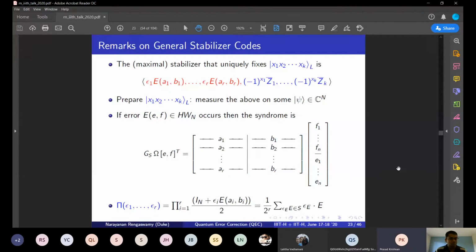So quick question. When you say you want to prepare that particular logical state, you take an arbitrary n-qubit state, and then you take this specific set of operators which you have, right? Yes. The code space operators, as well as this -1 to the power x1 times Z1 and so on. Yeah. And then you do whatever you said.